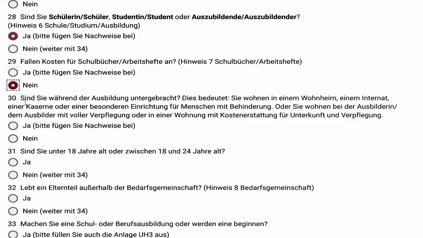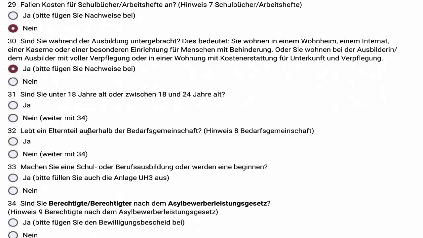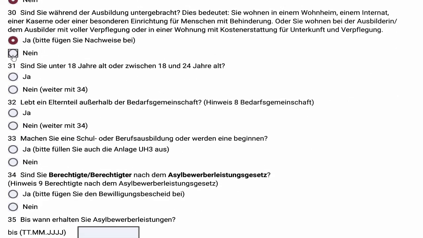Here they ask, are you accommodated during your training? This means you live in a dormitory, a boarding school, a barracks, or a special facility for people with disabilities, or you live with the instructor with full board, or in an apartment with reimbursement for accommodation and meals. If it is the case, you mark yeah and send the copy of the proof about it to them. And if it is not the case, you mark 9.